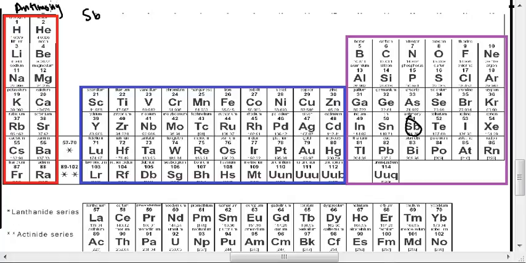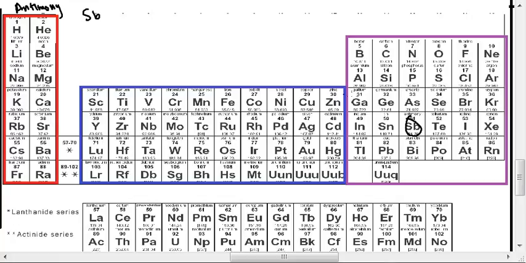Excuse me, sorry. And why is it abbreviated Sb if it's called antimony? It's because it used to be called, I think, stibium, but they changed the name over to antimony. Same thing happened with iron, where it used to be called ferrium, but it got changed to iron.